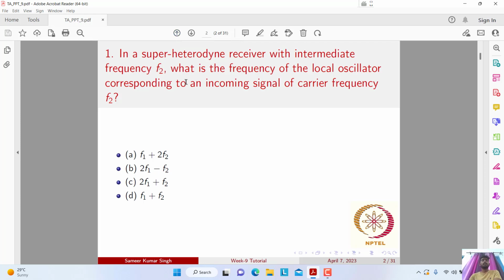I think it will be f1. In a superheterodyne receiver with intermediate frequency f1, what is the frequency of the local oscillator corresponding to an incoming signal of the carrier frequency f2? So there you have to calculate the frequency of the local oscillator. Guys, you have 2 minutes. After that, we will go for the solution. So in this question, try to find the frequency of the local oscillator.